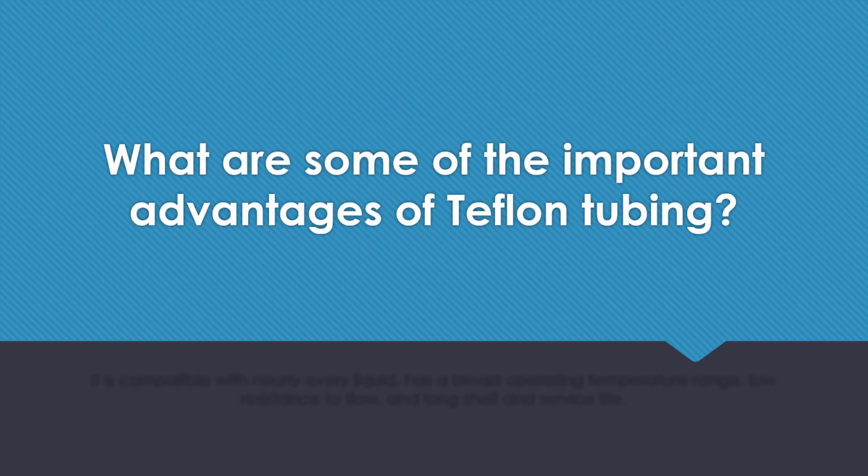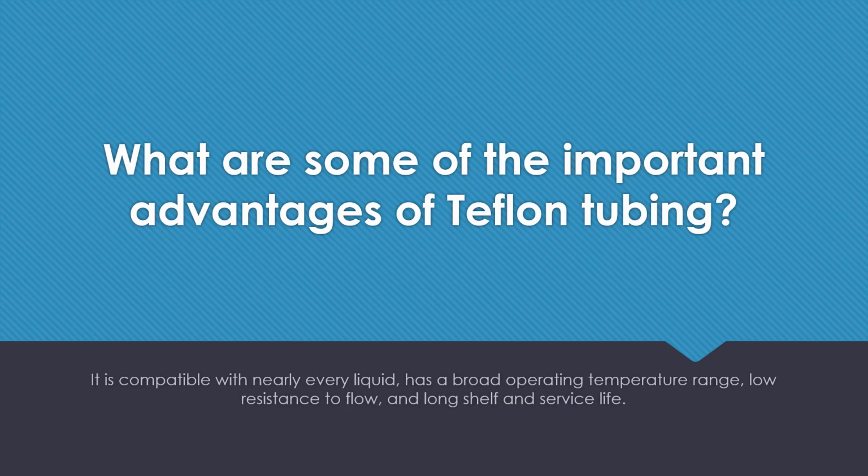What are some of the important advantages of Teflon tubing? It is compatible with nearly every liquid, has a broad operating temperature range, low resistance to flow, and a long shelf and service life.